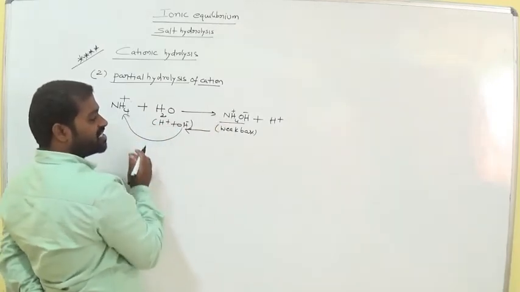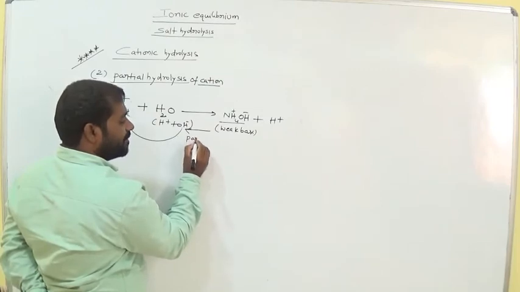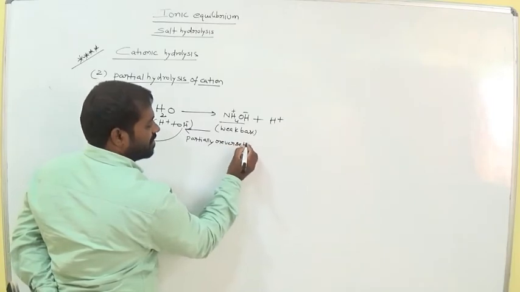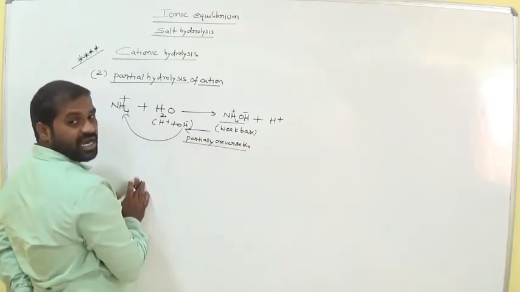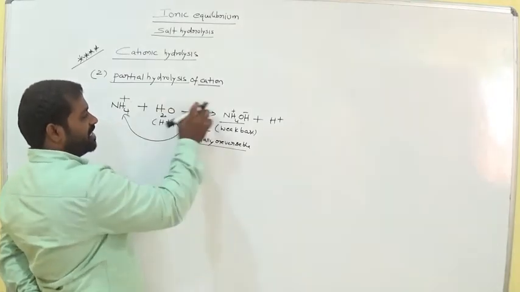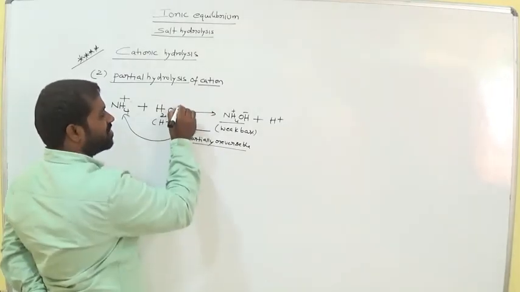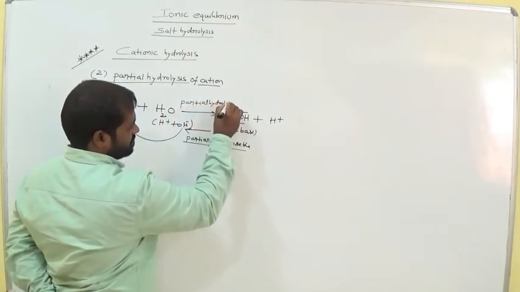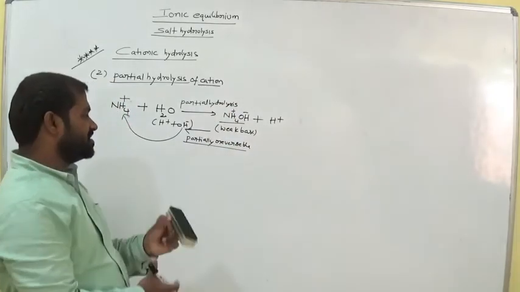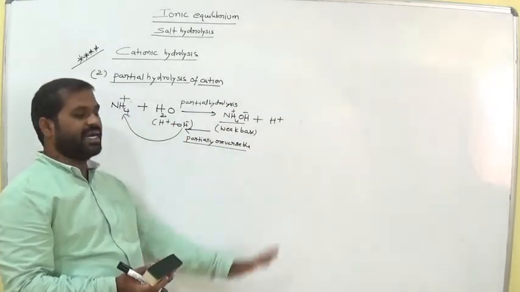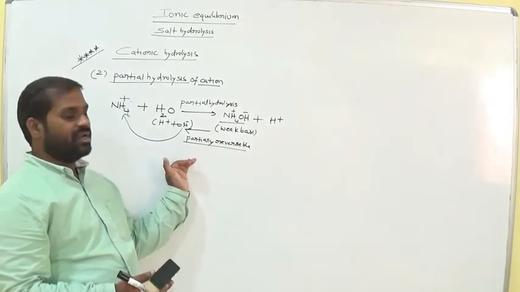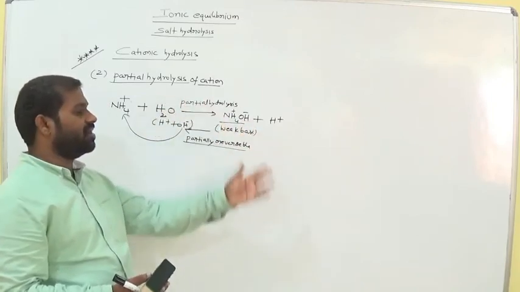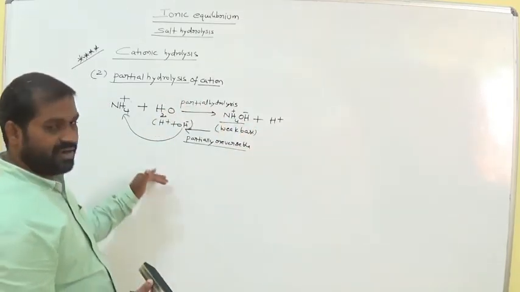So now it is partially reversible, not completely. Partially reversible, due to the weak base, not very weak. So now in this direction the hydrolysis is partial hydrolysis, not complete. Why? Because if there is no reversibility, it is complete hydrolysis. If it is partially reversible, that means it is partial hydrolysis. If it is completely reversible, it is zero hydrolysis. Remember this. Later we will discuss zero hydrolysis.